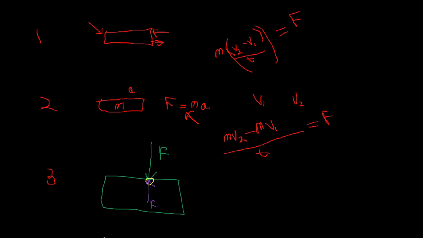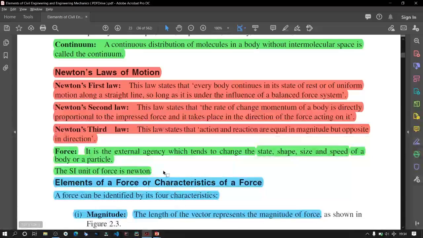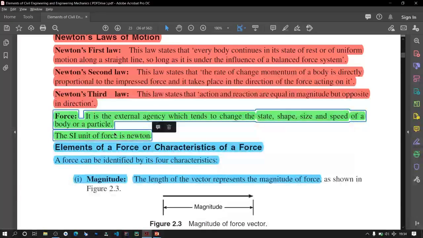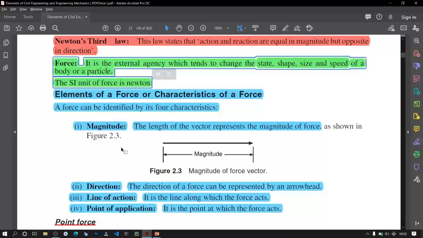Newton's third law of motion. Now this is something you should remember. Force is an external agency. Force is an external agent which tends to change the state, shape, size, and speed of a body or a particle. The SI unit of force is Newton.